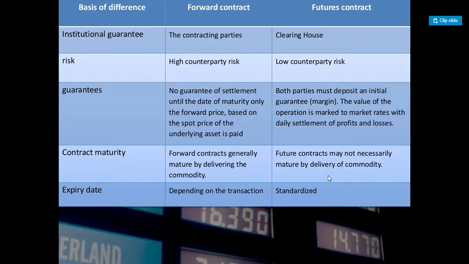Whereas in a future contract, the guarantee will be given by the clearing corporation. If the buyer is not paying the amount, it is the one who is going to pay the amount to the seller. Simultaneously, if the seller is not able to give the shipment of goods according to the contract, the clearing corporation is the one who is going to perform the contract.